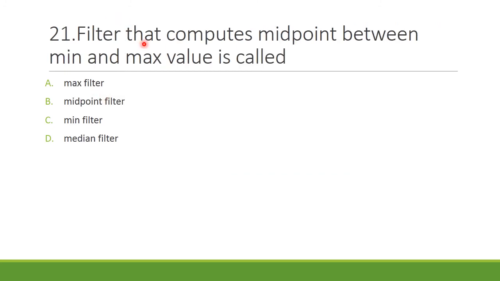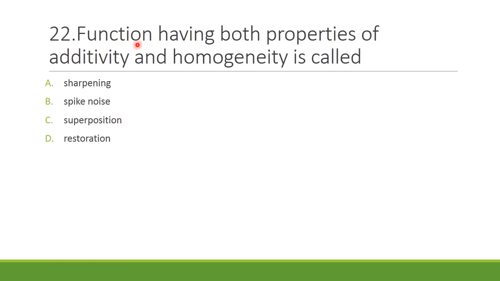Next question. Filter that computes midpoint between min and max value is called. So midpoint between min and max value. So it is called as midpoint filter. Option B is the right answer. Next question. Function having both properties of additivity and homogeneity is called superposition. So option C is the right answer.